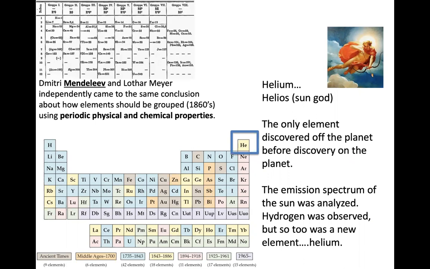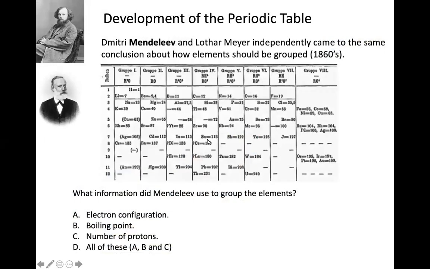I like it because it's the only element that was discovered off of planet Earth before it was discovered on our planet. And the way they discovered it was they looked at the emission spectrum of the sun, the same kind of thing in terms of its line spectrum. And they saw new lines there because the sun is almost all hydrogen and helium. And that's where the name comes from, Helios, for the sun god. So this was his initial periodic table.